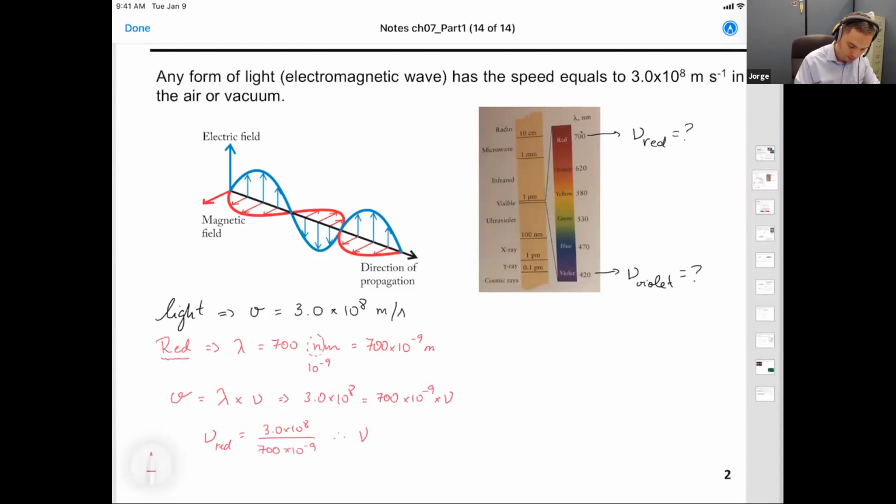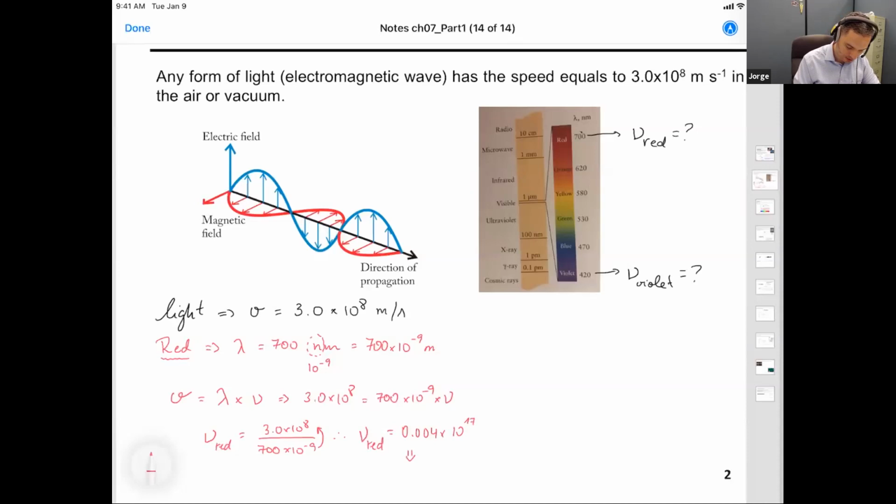Therefore, frequency for red light, let's see here, it's going to be 3 over 700, which is 0.004 times 10 to the minus 9 moves up as 10 to the plus 9. 9 plus 8, that's going to be 17.